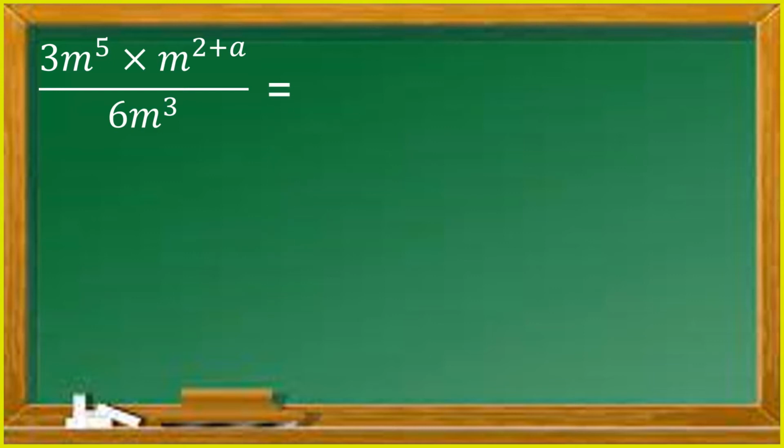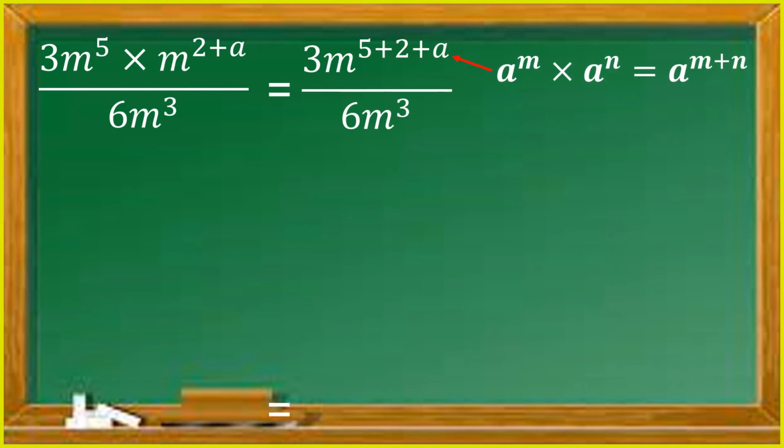The first thing we need to do is to apply the product law. So we are going to add the exponent. So we have 3m to the power of 5 plus 2 plus a over 6m to the power of 3. Simplifying further, we get 3m to the power of 7 plus a over 6m to the power of 3. Since we have the same base, we are going again to apply another law, which is what? Correct. It is the quotient law.